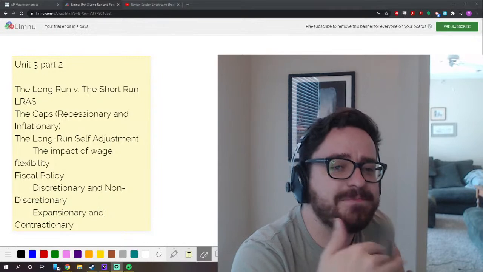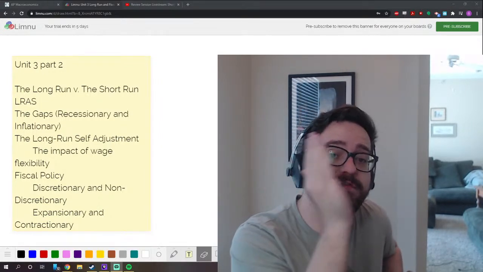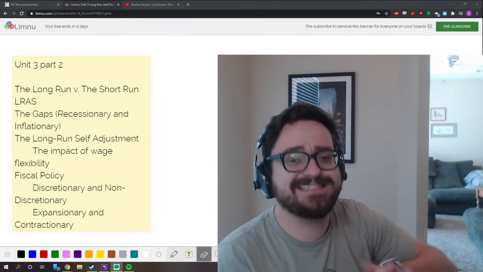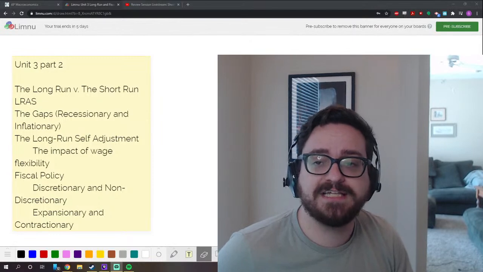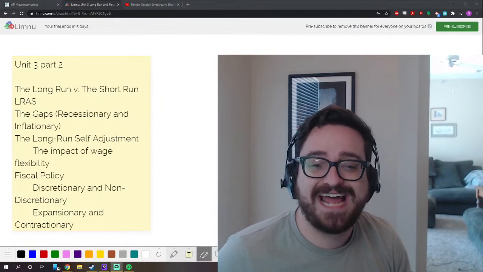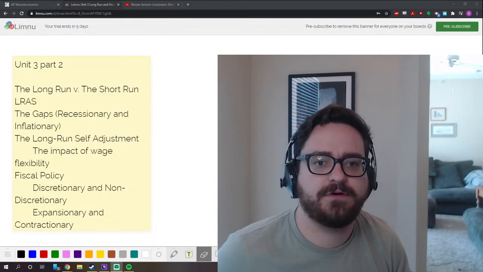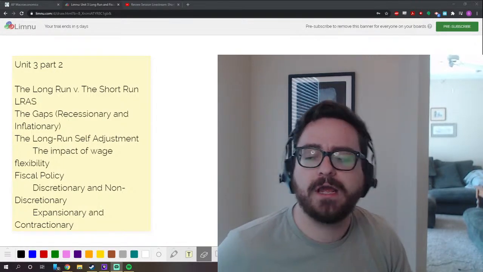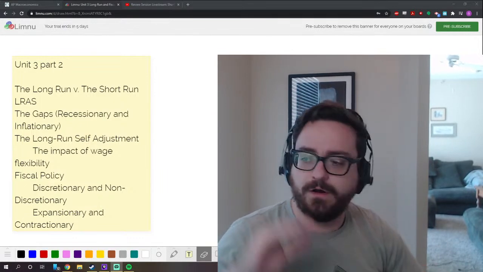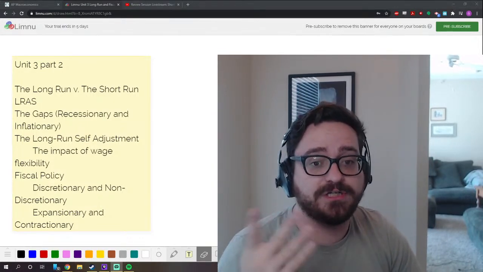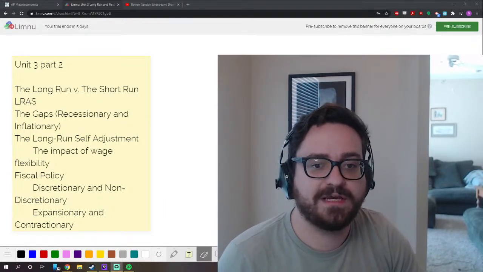There are multiple types you have to be aware of. The first way it's broken down is discretionary versus non-discretionary. That isn't the biggest way to focus, but let's start there. A discretionary fiscal policy is a fiscal policy that the government actually has to actively enact. That was an accidental alliteration. Sorry. So discretionary means they have to actually try to do it. That means Congress has to pass a bill into law. What do I mean by that?